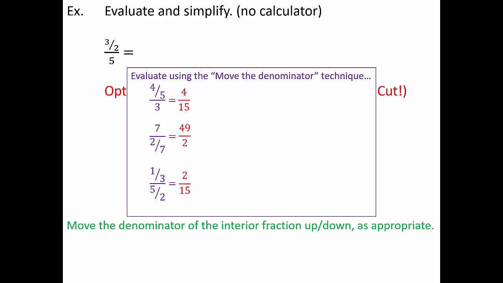Now again, this technique is not going to always work. We'll talk in the next part, in part 4, about situations where we have nested fractions and this move the denominator technique doesn't work, in which case we'll fall back to option 2, which was the clear the fractions technique. But when you simply have a fraction over a fraction, or a number over a fraction, or a fraction over a number, this is the quickest way. Just look at it, move the denominator, you're done.